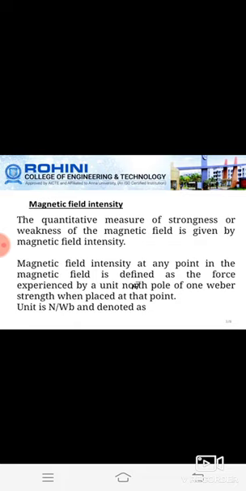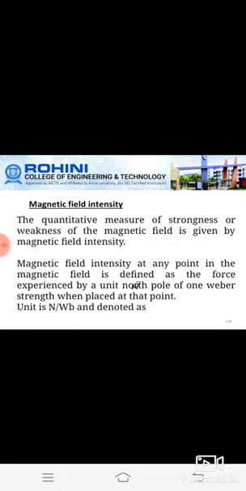Magnetic lines of force we measure in Weber, while magnetic field intensity is measured in newtons per Weber. We denote it as H vector, and this is also a vector quantity. This is similar to the electric field intensity, that is E vector, in electrostatics.